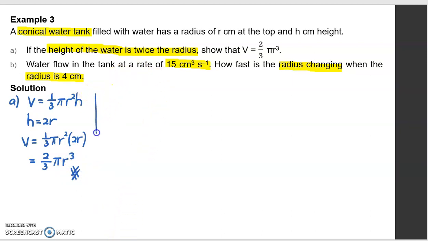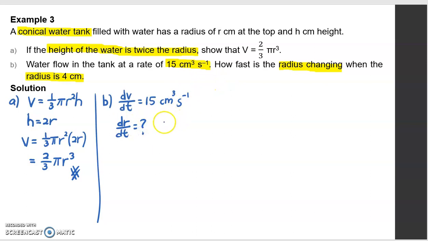Now we look at question B. Water flows into the tank at the rate of 15 cm cubed per second. Again, you can refer to this one. Cm cubed per second means that dV over dt is equal to 15 cm cubed per second. Now the question: how fast is the radius changing? Radius, so that is dr over dt, when the radius is 4 cm.